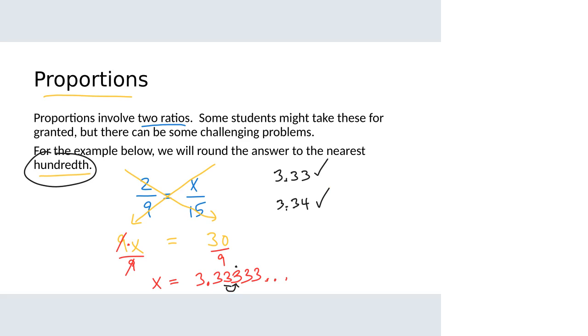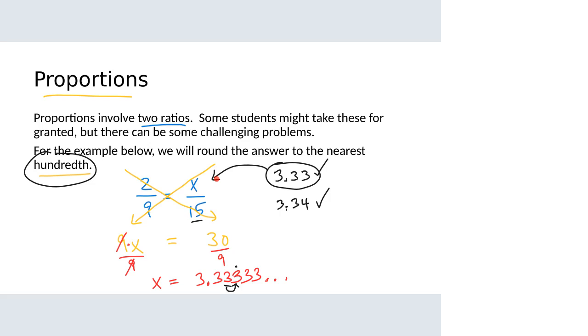If that's 5 or bigger, we round up. If it's 4 or lower, we round down. Here's a 3, so it's 4 or lower. So we're going to round this down to 3.33. So if I wanted a fraction that was equivalent to 2/9 that had 15 in the denominator, the numerator would need to be 3.33. Let me know if you have any questions about anything we did in there.